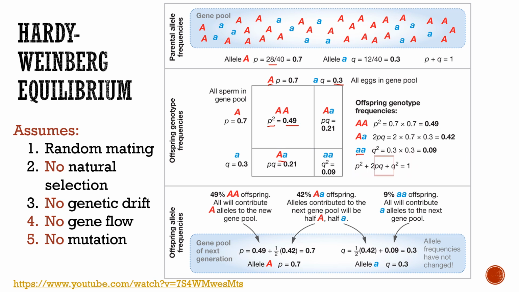All right, so that gives us the Hardy-Weinberg equation, which is P squared, the dominant allele frequency squared, plus 2 times the heterozygous, so 2PQ, plus the recessive trait, Q squared. Those also add up to 1. So that is called the Hardy-Weinberg equation: P squared plus 2PQ plus Q squared equals 1. That is the Hardy-Weinberg equation.